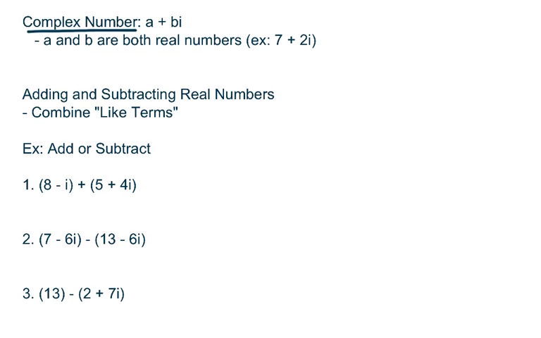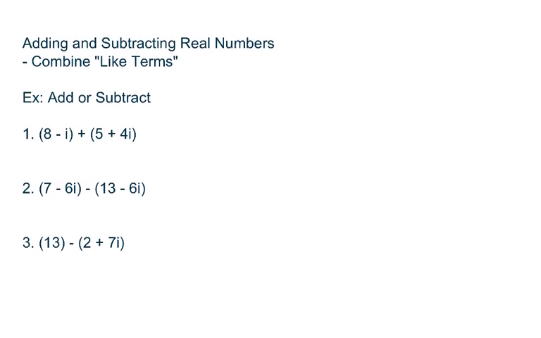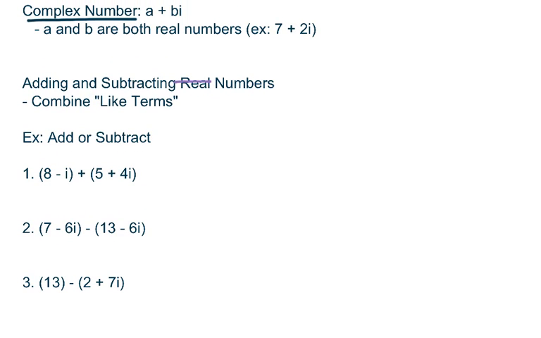Okay, so let's start with adding and subtracting real numbers. And this shouldn't say real numbers. This should actually say complex numbers. Little typo when I made this slide. Adding and subtracting complex numbers. Really, it's just like combining like terms. And when I say like terms, I mean like in number 1, the 8 and 5 would be combined, and the negative i and 4i would be combined. Okay, so we just got to keep our signs organized.